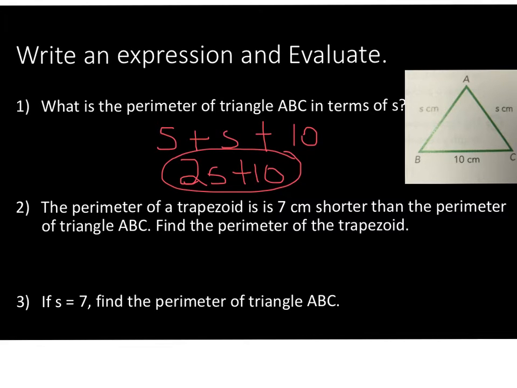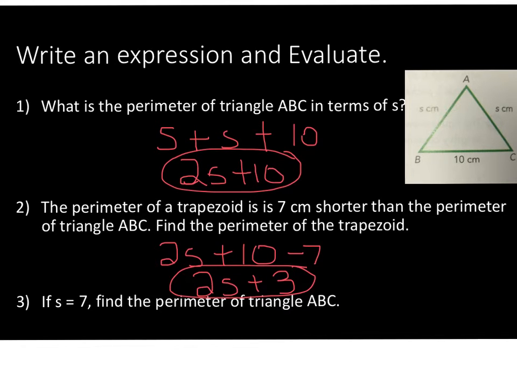On number 2, it says the perimeter of a trapezoid is 7 centimeters shorter than the perimeter of triangle ABC. Find the perimeter of the trapezoid. So we just know that it's 7 centimeters shorter than triangle ABC. Well, I know that triangle ABC is 2S plus 10 centimeters long. So if I subtract 7 from that, then I get that this trapezoid is 2S plus 3 centimeters.